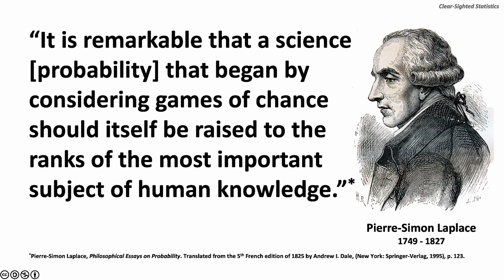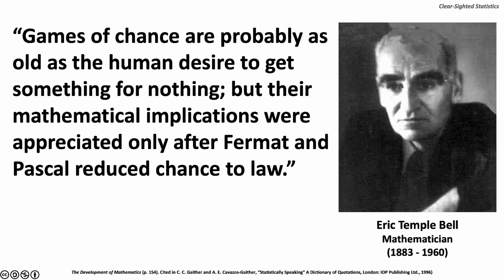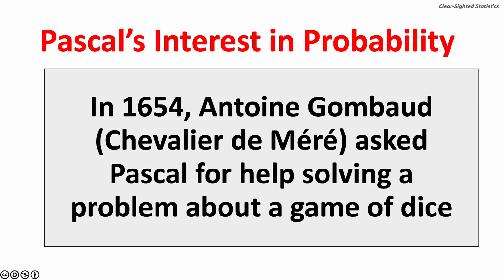The link between gambling and probability has been noted by scientists and mathematicians. Laplace wrote, "It is remarkable that a science that began by considering games of chance should itself be raised to the ranks of the most important subject of human knowledge." Mathematician Temple Bell remarked, "Games of chance are probably as old as the human desire to get something for nothing, but their mathematical implications were appreciated only after Fermat and Pascal reduced chance to law."